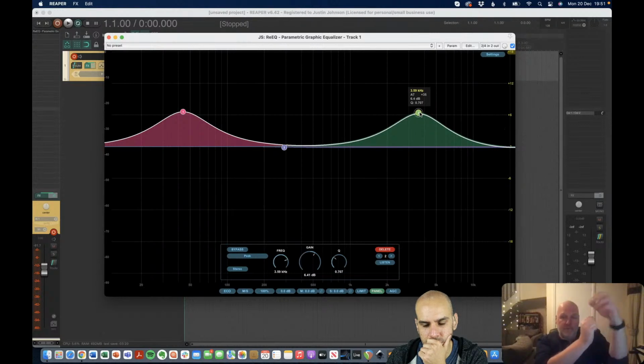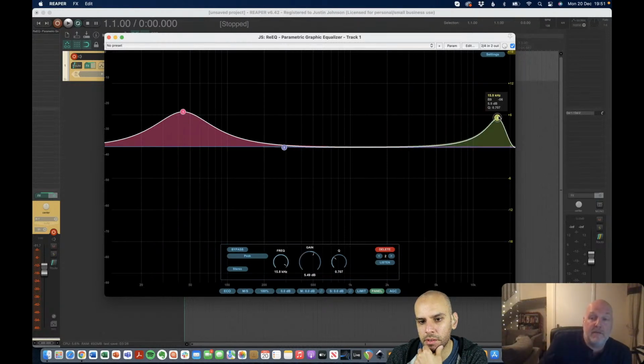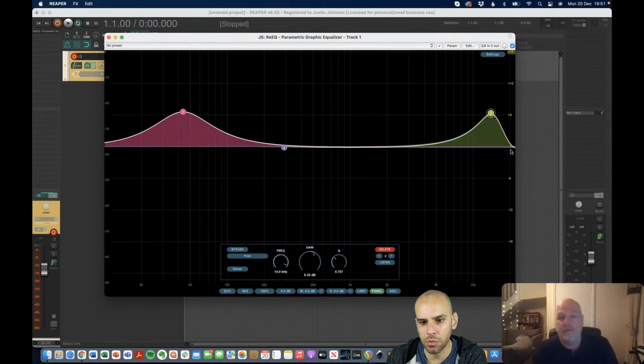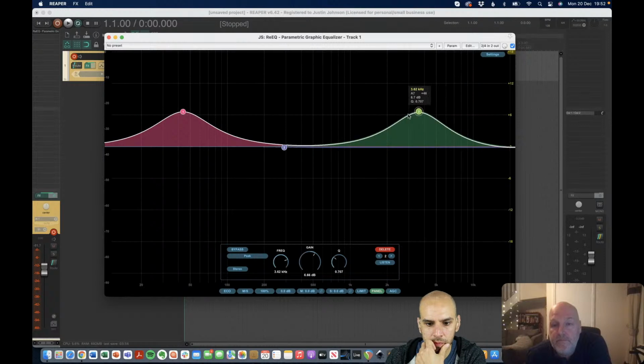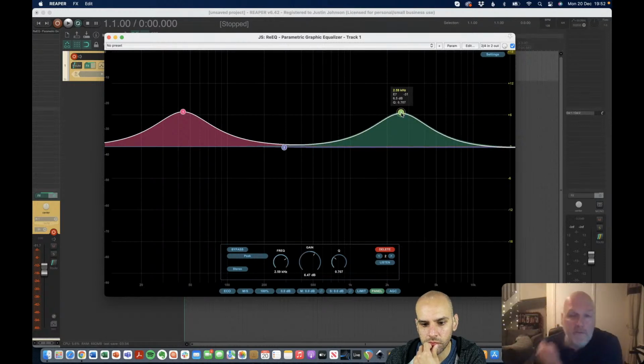When you say pull down, you don't mean the magnitude, right? Because on the shelf, it's not going to go back to 0? No, on the shelf it doesn't.